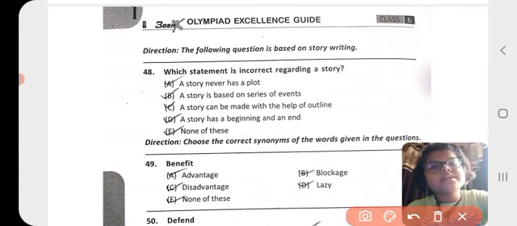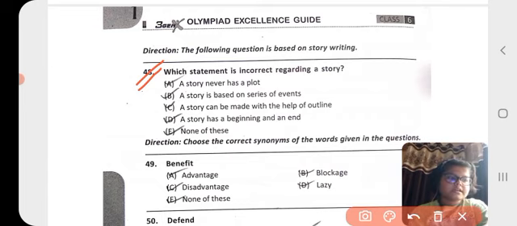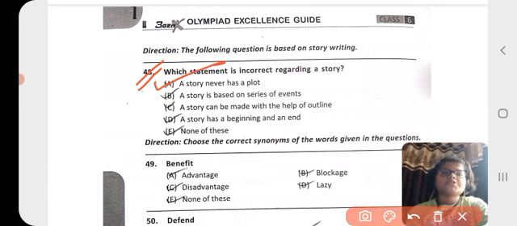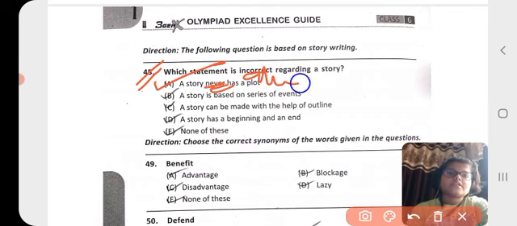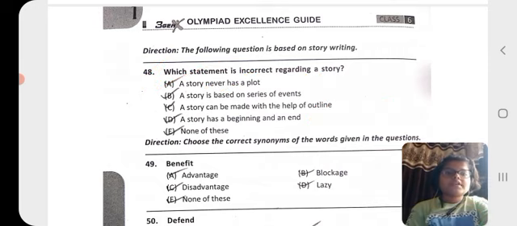Which statement is incorrect regarding a story? A story never has a plot. A story is based on a series of events. A story can be made with the help of an outline. A story has a beginning and an end. So a story has a plot. The answer is option A. Always it has to have a plot. I mean, it would not be a fun and engaging story without a plot, isn't it? So let's move on to the next question.